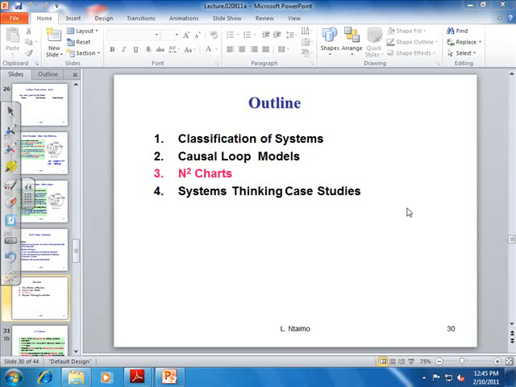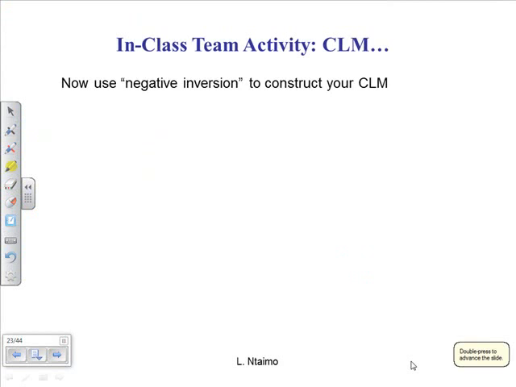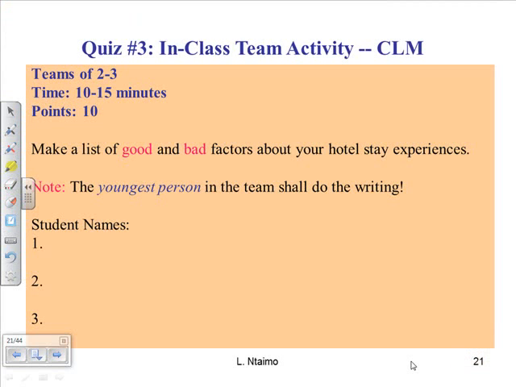Okay, today we're going to start looking at n-squared charts. But before we do that, let me give you back your quiz on causal loop modeling. So we had an in-class exercise, and most of you did very well. We were supposed to create a causal loop model for an ideal hotel, and I'll give you some comments.